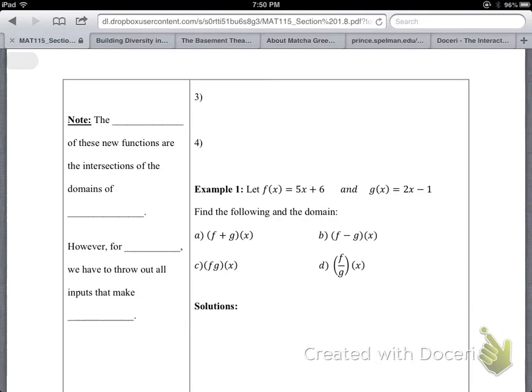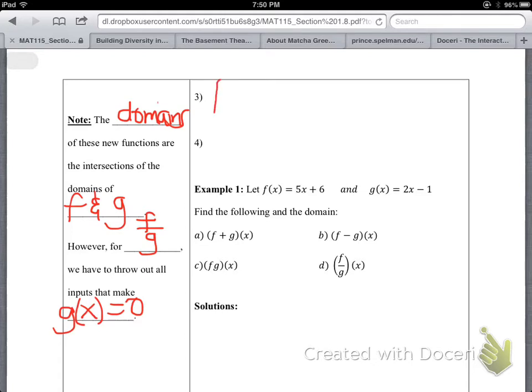Continuing on, we have, and on the note over here, the domains of these new functions are the intersections of the domains of f and g. However, whenever we talk about f over g, so when we talk about this is a rational expression, rational function, we have to throw out all the inputs that make g of x equal to 0, because remember, we can't have the denominator equal to 0. Okay?